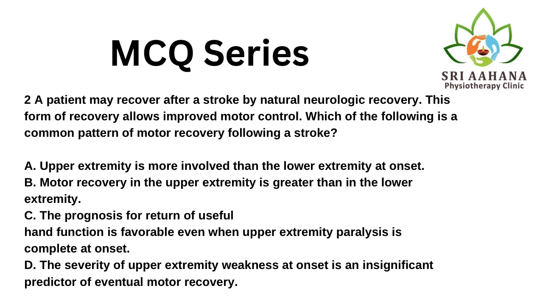A. Upper extremity is more involved than the lower extremity at onset. B. Motor recovery in the upper extremity is greater than in the lower extremity. C. The prognosis for useful return of hand function is favorable even when upper extremity paralysis is complete at onset. D. The severity of upper extremity weakness at onset is an insignificant predictor of eventual motor recovery.